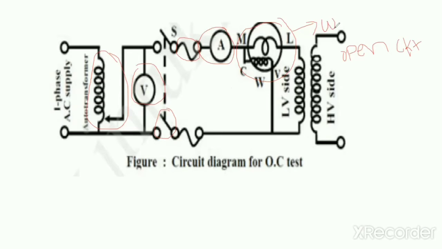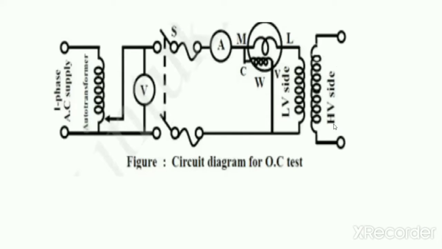This is the wattmeter, that is W0. This W0 indicates the no load losses. The ammeter indicates the I0 current, and the voltmeter indicates the V0 voltage. This voltage is adjusted. Therefore, this is the circuit diagram for the OC test.